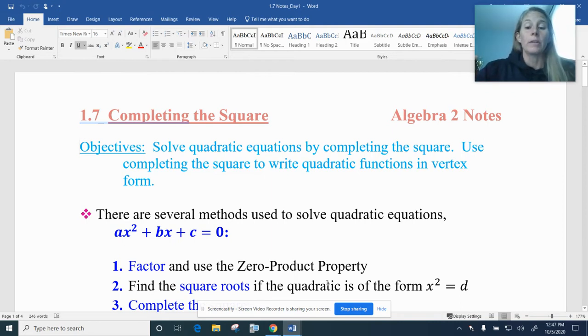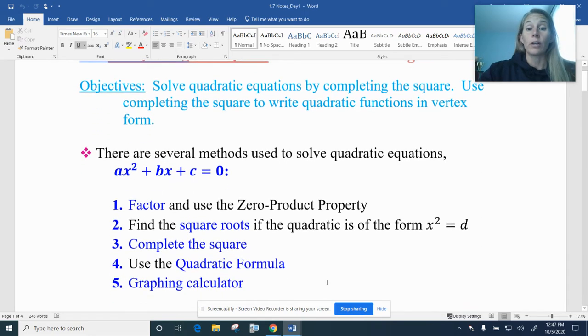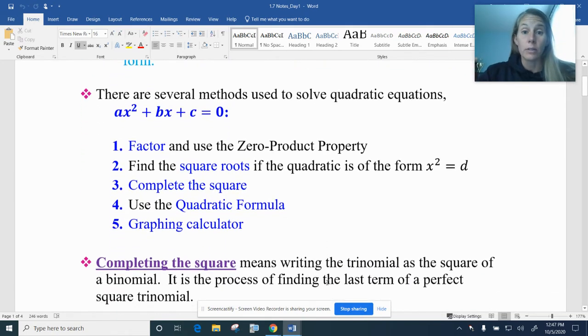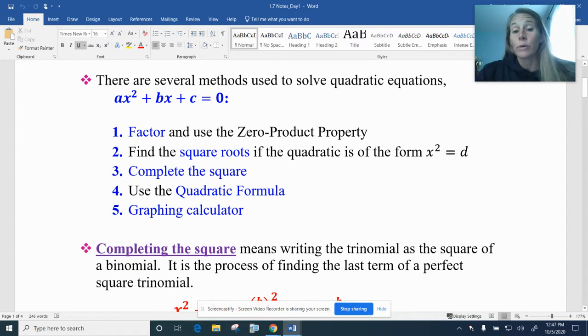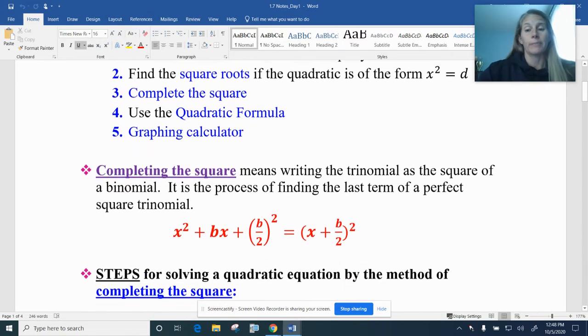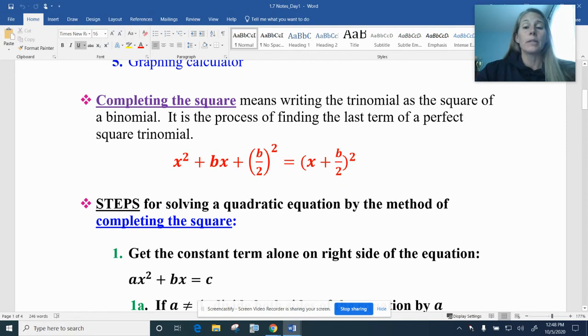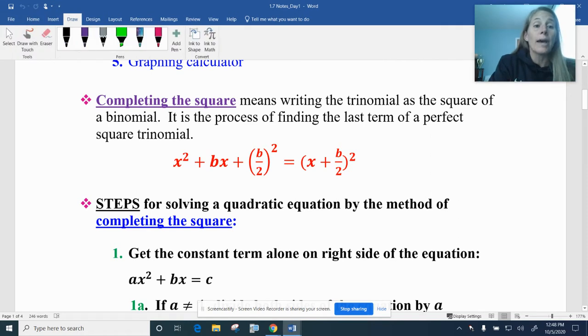So there's several methods to solving quadratic equations: factoring and using the zero product property, finding square roots if the quadratic is of the form x squared equals d, completing the square, using the quadratic formula, and the graphing calculator or graphing. So completing the square basically means that we're going to write the trinomial as the square of a binomial, which then will allow us to square root and solve for x.